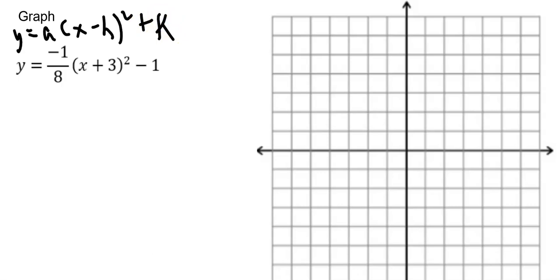So let's identify a few things like h and k. We want to identify the h and k value here. H is x minus h, so negative 3. Then k is plus k, so that'd be negative 1. So there's a point here at negative 3, negative 1. That's my vertex. And then it tells us our a value here is negative 1/8. So a equals negative 1/8.